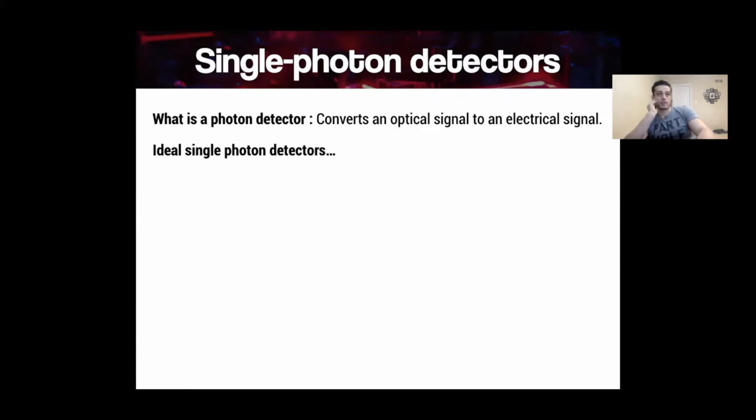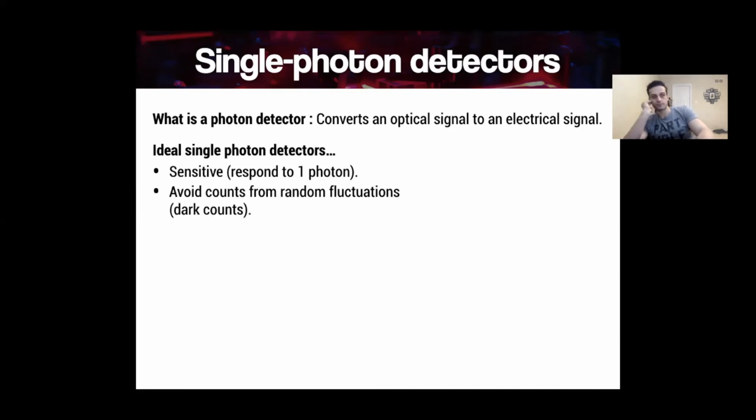So here are the properties of an ideal single photon detector. One is that they're sensitive enough to respond to one photon. I mean, it's not a very good single photon detector if it only detects 10 or more photons. So you should actually be able to detect a single photon.